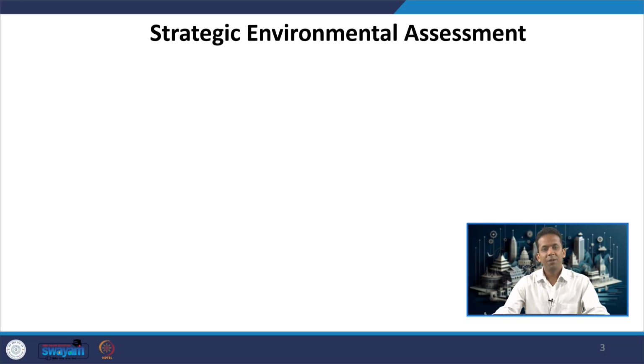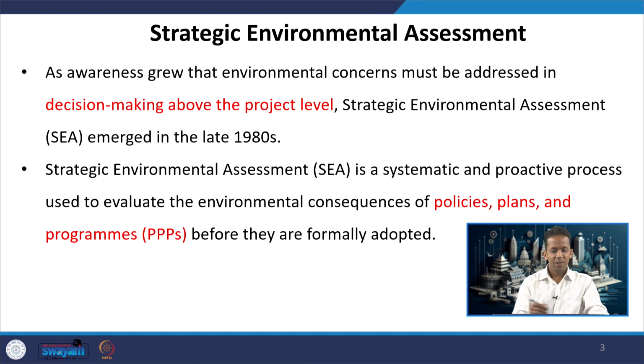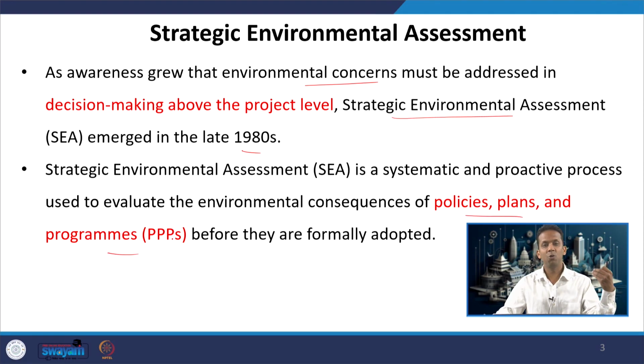So, strategic environmental assessment, the short form SEA. As awareness grew that environmental concerns need to be addressed in decision making above the project level, a need emerged in the 1980s for strategic environmental assessment. When you say above the project level, it means the policies, the plans, the programs which are usually adopted before a project begins, right? So, at that stage strategic environmental assessment is required.